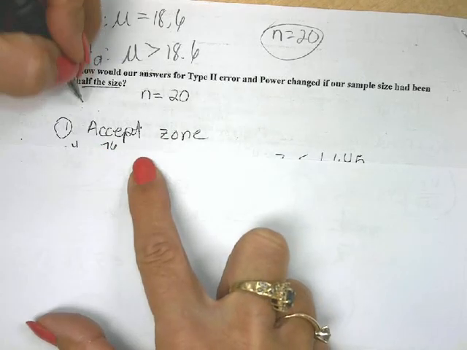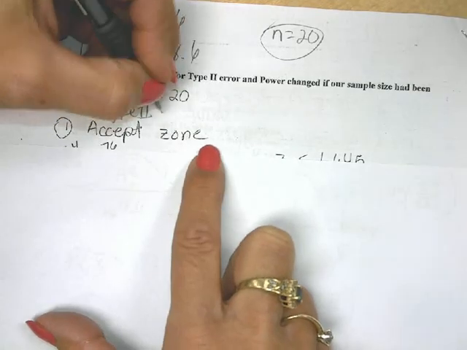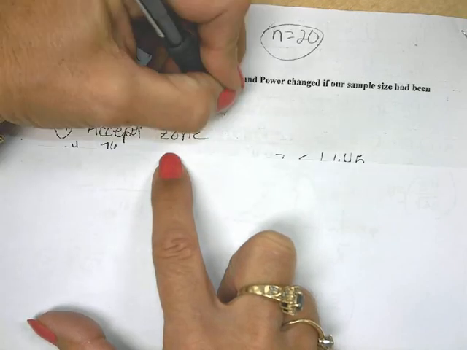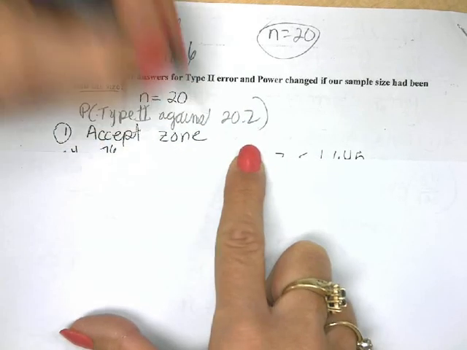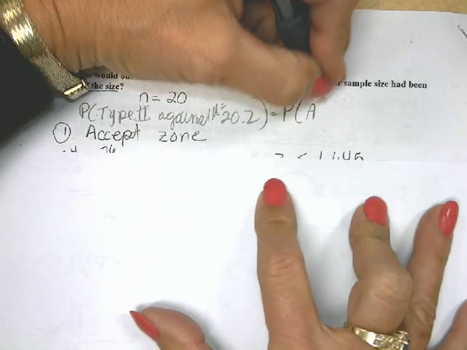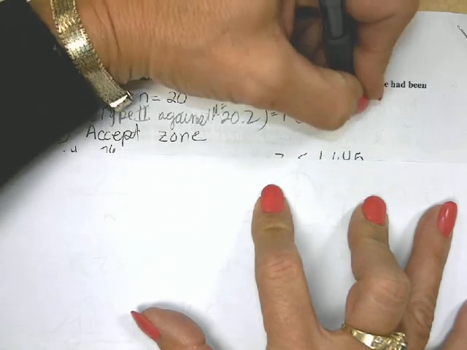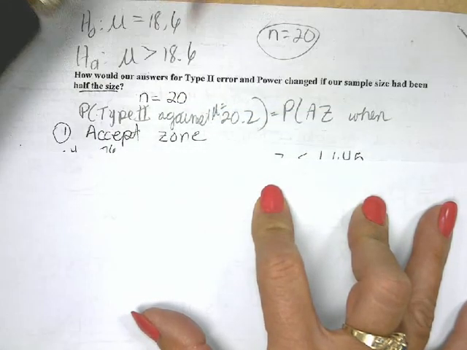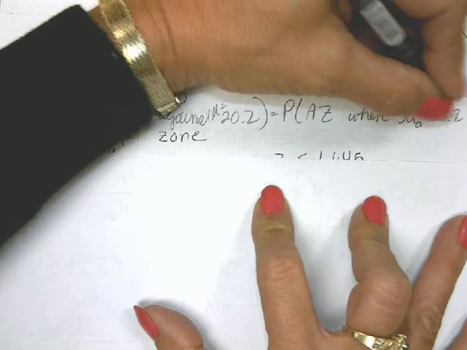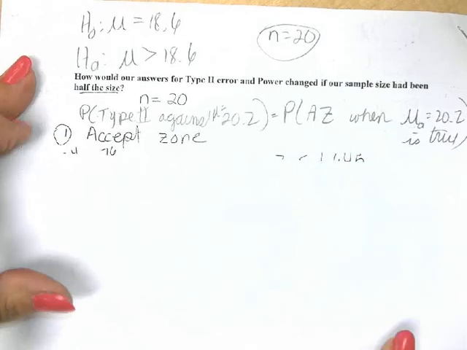So the probability of a type 2 error is when, and against, I should say, 20.2, the mean being 20.2, is the probability that we accept the null. So we are in the acceptance zone when the alternative mean of 20.2 is true. All right, so we have to find the acceptance zone to begin with.